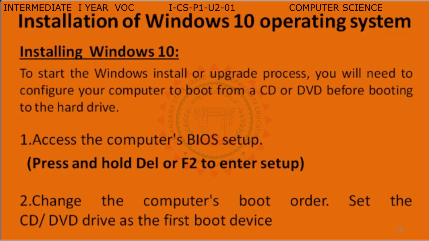Installing Windows 10. To start Windows install or upgrade process, you need to configure your computer to boot from a CD or DVD before booting to the hard drive. In order to do this, you need to perform the following steps. Access the computer's BIOS setup and then change the computer's boot sequence. Set the CD or DVD drive as the first boot device.